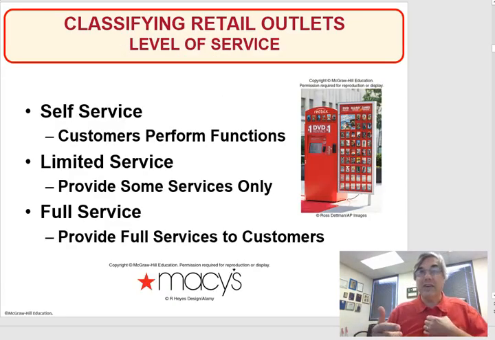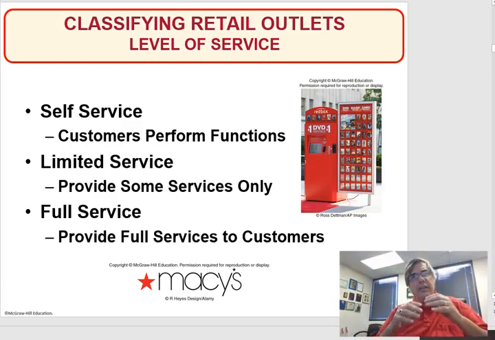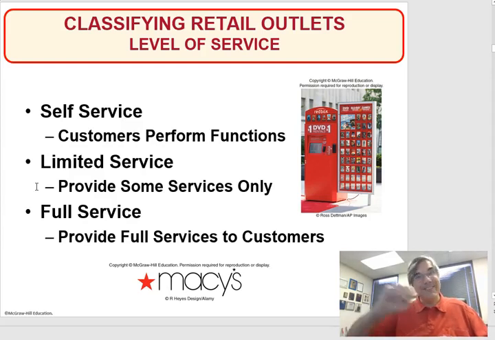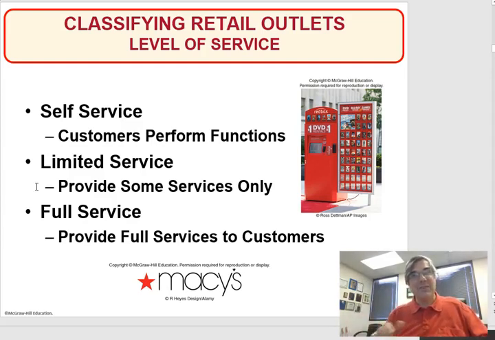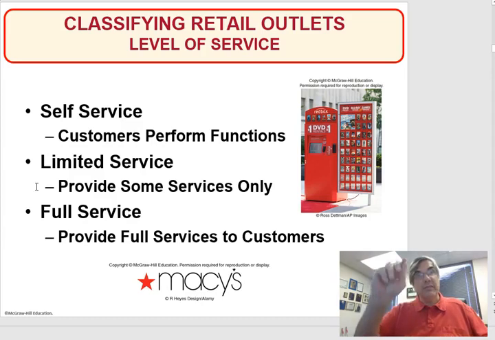Now we can also classify by level of service. Self-service is going to be like a gas station, right? And I'm sure none of you are old enough to remember full-service gas stations where they'd come out and clean your windshield and pump the gas for you and the whole 9 yards. But in any case, self-service is like Redbox. You just go up and, self-service. Vending machines are self-service.